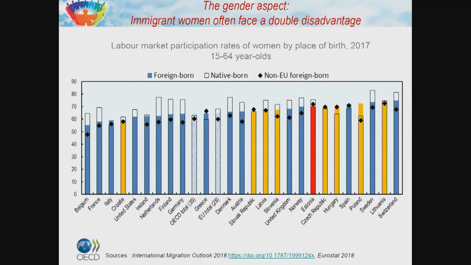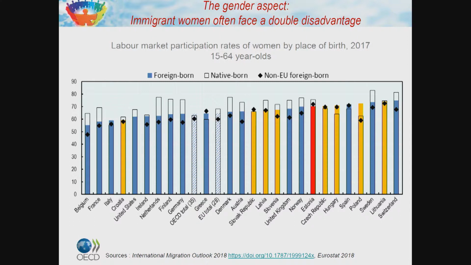So among the immigrant population, there are some groups that have other disadvantages, and foreign-born women, in fact, in almost all countries, they face a double disadvantage. The disadvantage is that immigrants are less likely to be employed, and women are less likely to be employed. So here we're showing the labor market participation rates or activity rates. And as we can see, again, in all countries, the markers are again non-EU foreign-born, because it's a bigger issue for non-EU foreign-born. In all countries, immigrant women are less likely to participate in the labor market compared to their native-born women.